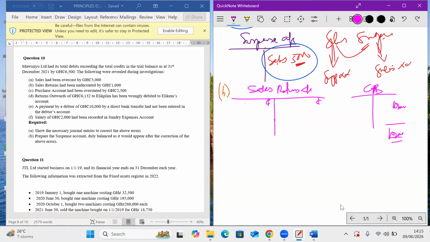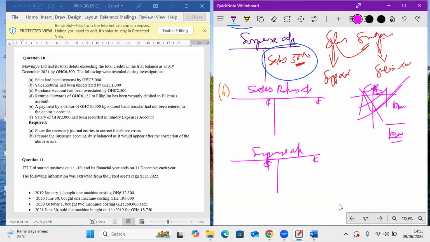Okay, let's continue. So how do we use it? This one is correct. The first one is correct. The other account is correct. They didn't state it. So we come and write our suspense account here. Are we good? Yes. Then how much do we need for the sales returns account? 1,000. We need 1,000. Which side of the sales returns account do we need the 1,000?